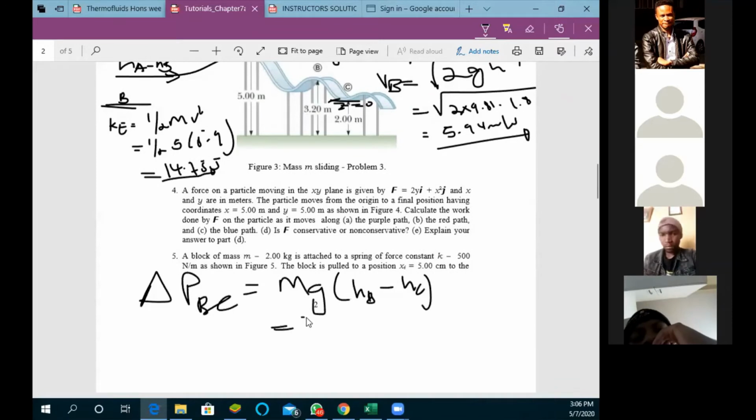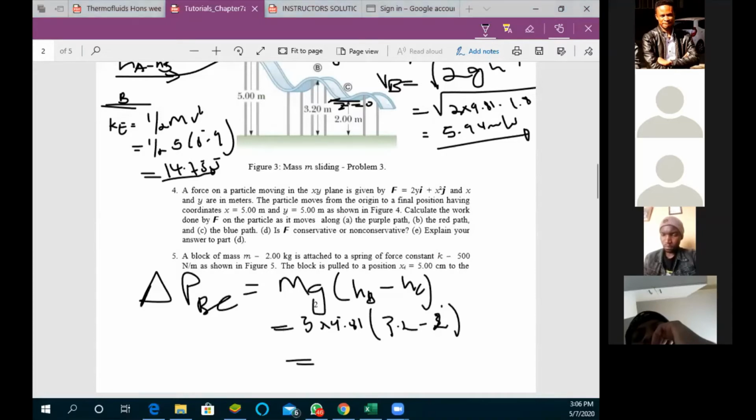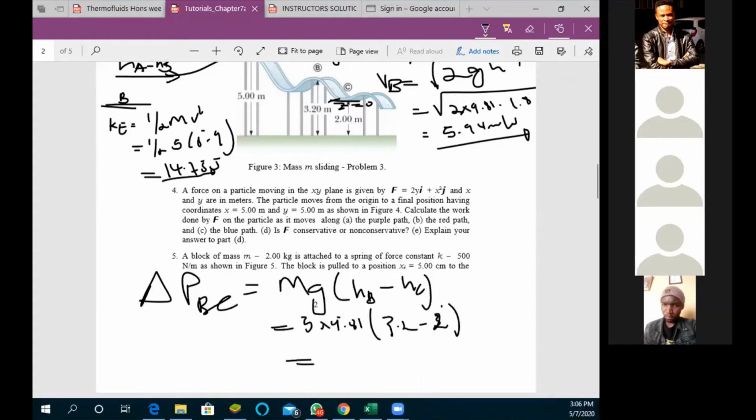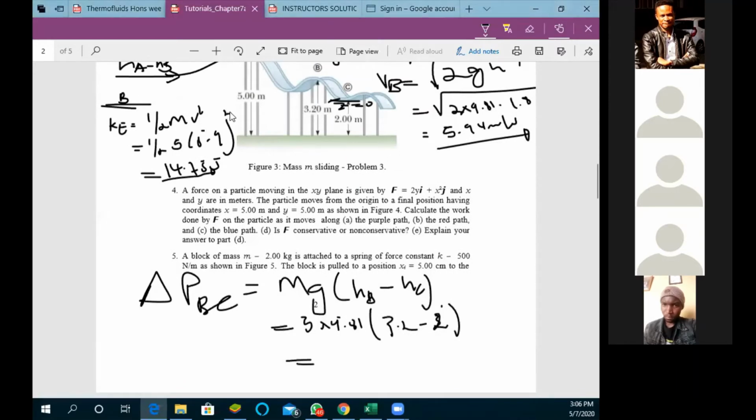Substitute our values. We have 5 times 9.81 times height at B, which is 3.2, minus height at C, which is 2. What do we get here? As we're calculating kinetic energy, it's half mv squared, equal to half times 5 times 5.9 squared. Thank you very much. What do we get if we square that? It's 87.025.